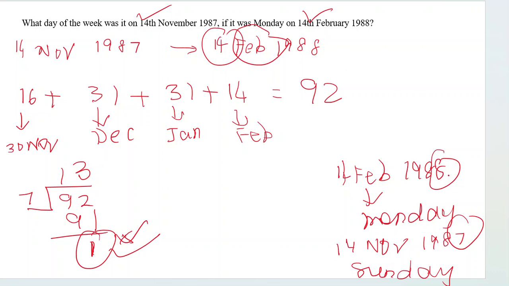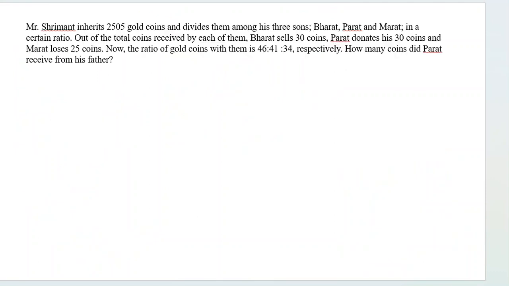Now why are we coming backwards? Because from 1988 we are coming to 1987. Therefore we have to move backwards. This solves the problem. Now solve the following problem.